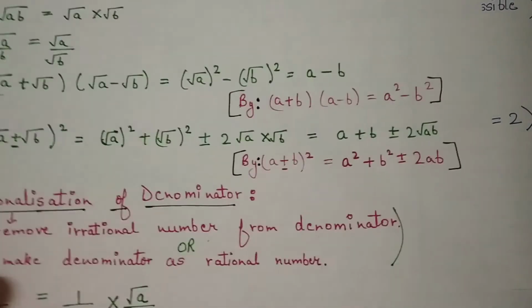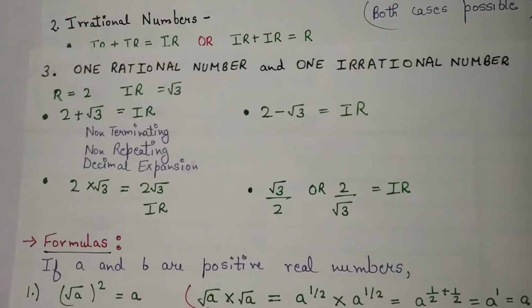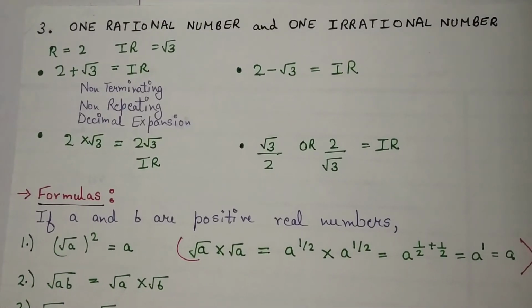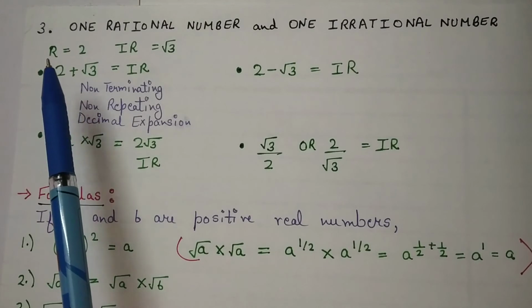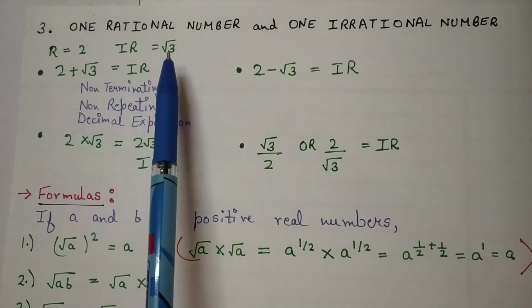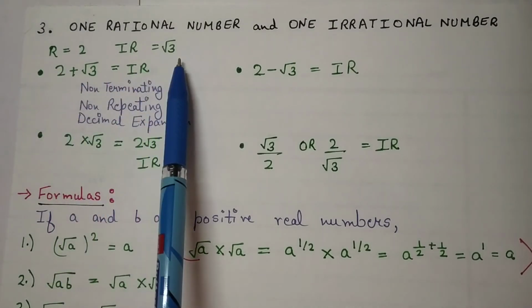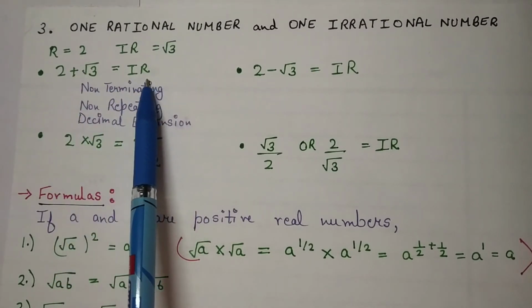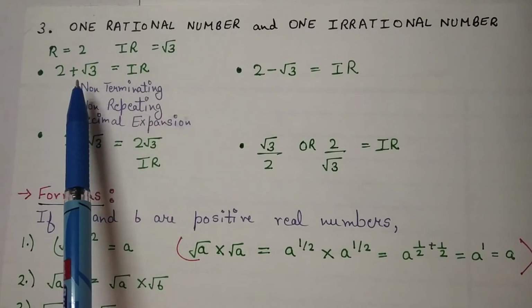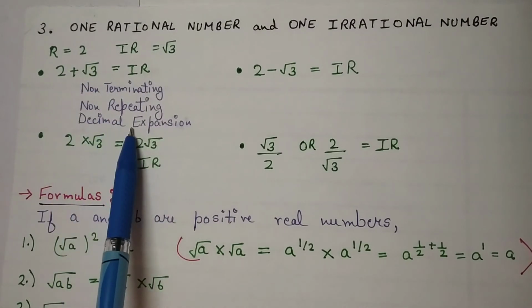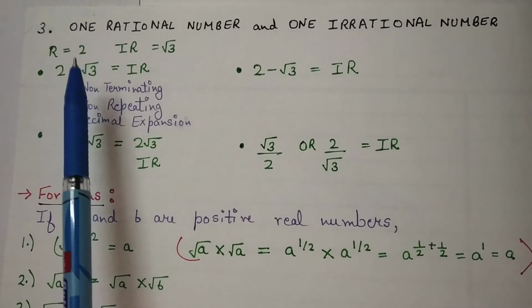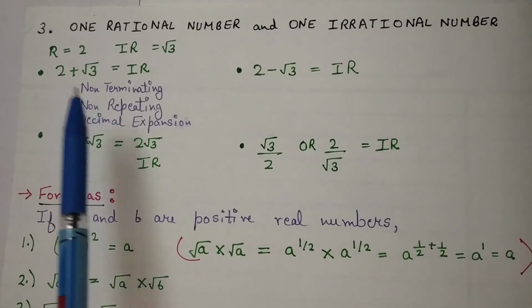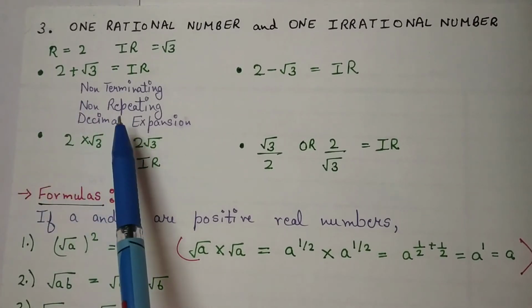So the third part is one rational number and one irrational number. What we do: if I take a rational number 2 and an irrational number root 3, I have taken it as an example. If I add these, it becomes irrational. Why? Because root 3 is a non-terminating, non-repeating decimal expansion. We all know, if we add anything to a non-terminating, non-repeating decimal expansion, it is always a non-terminating, non-repeating answer.